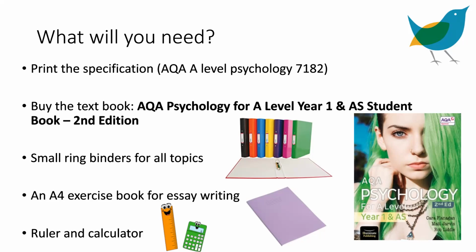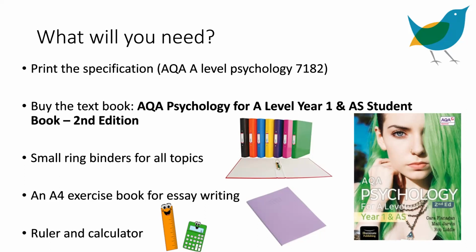I would then advise you to get some small ring binders, okay? So you can see that we've got a lot of content that we're going to have to go through. And I think the way that students find it easiest to organize themselves is to have a small ring binder per topic. So for example, all of memory would go in one ring binder and all of attachment would go in another ring binder. I think it's more useful to do it that way than to have a big folder per paper.